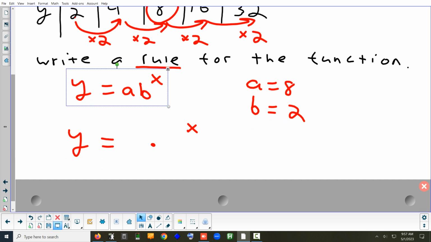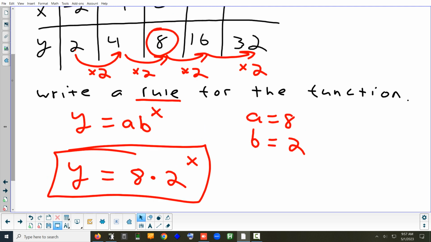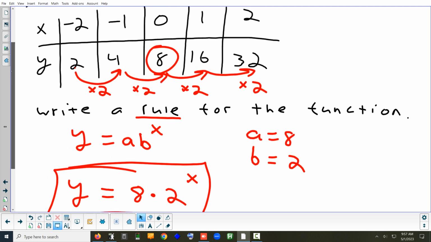Okay. So we've got the a, we've got the b. Take those two numbers and fill them in for the a and the b, and then that's your answer. So it's 8 times 2 raised to the x. That's how you come up with the formula for that table.